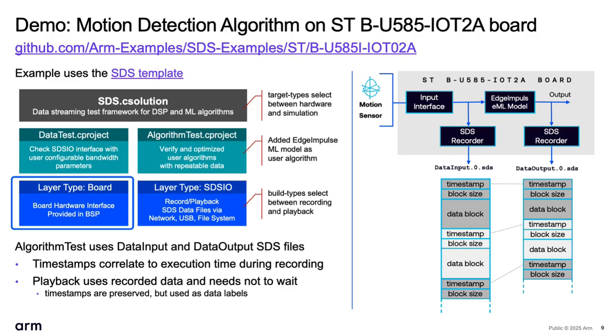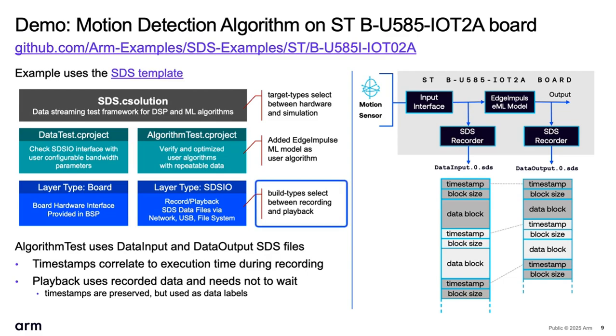There's a standard layer provided through the BSP that handles the hardware interface. On top of that, the SDS I/O layer manages communication. If you're running on real hardware, this uses the MDK middleware. If you're targeting AVH FVP, it instead uses a virtual simulation interface or VSI.